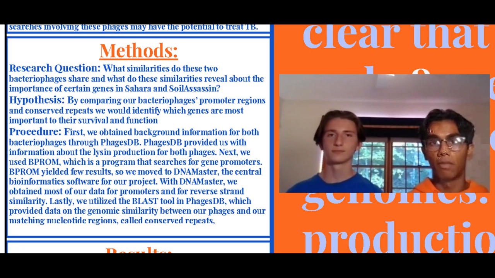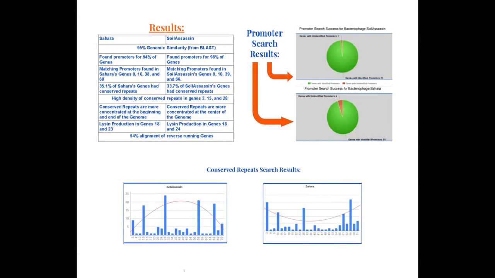Afterwards, we used bprom, a program that searches for promoters. Our results were underwhelming, so we moved on to use DNA Master, the central bioinformatics software for our project. With DNA Master, we produced most of our data regarding promoters and also our data for reverse strand similarity. Lastly, we used the BLAST tool in PhagesDB, which provides data on genetic similarity, revealing our matching nucleotide regions called conserved repeats. So now, let's run through our results.